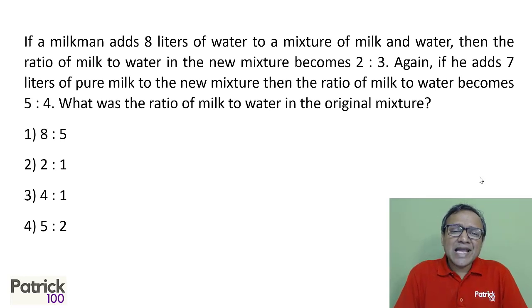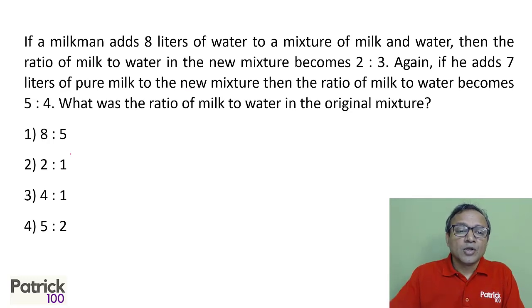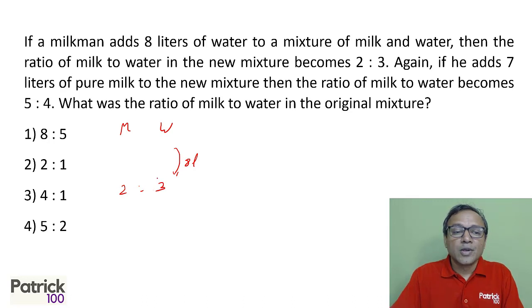So a milkman adds 8 liters of water in a mixture, milk and water. It is recommended that you try to solve on your own and then look at the solution. And then whatever methods you learn, try to apply those methods to a different set of questions. So here you have milk and water. You add 8 liters of water, the ratio becomes 2:3. Then you add 7 liters of pure milk and the ratio becomes 5:4.